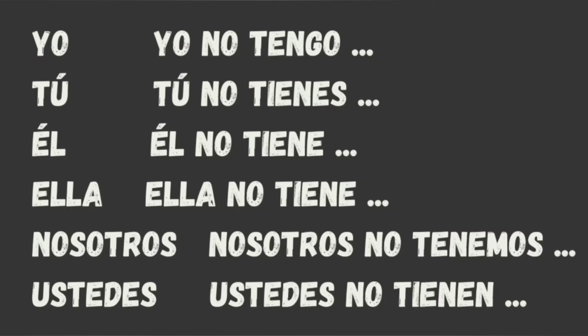We have to put our personal pronoun and then immediately after that the word no. And then after that our verb to have. In this case, tengo, because we are talking about the personal pronoun I. So to say I don't have, we have to say in Spanish, yo no tengo. And then after that, our complement. Yo no tengo lápices. I don't have pencils.